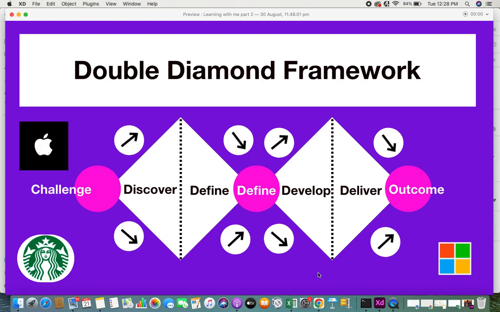Hi everyone, welcome back, and in this video I would like to give you some information on the double diamond framework. For those of you who don't know what this double diamond framework is, it's a design thinking process that's popularly used by many big companies like Apple, Starbucks, Microsoft and other companies to build innovative ideas and creative solutions.